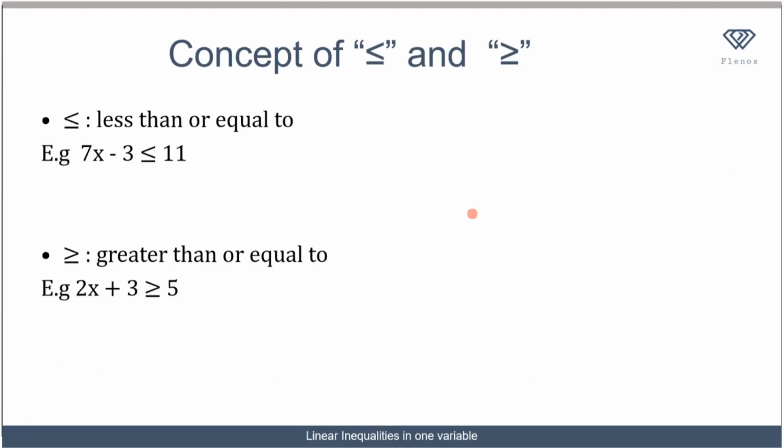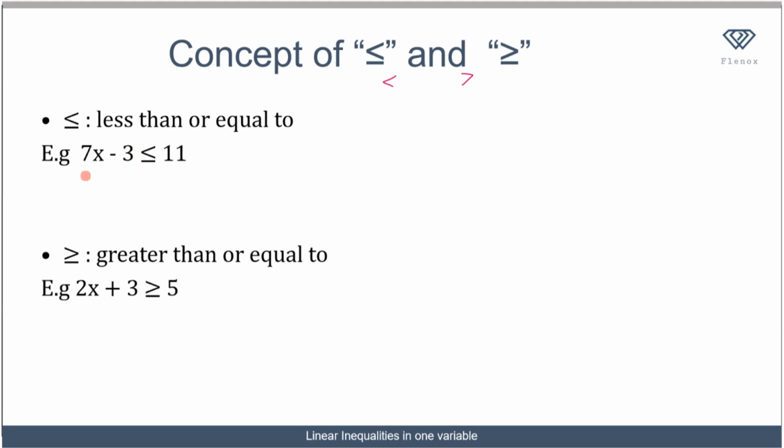Now let's consider the concept of less than or equal to and greater than or equal to. We have less than and greater than, like we have discussed before, and these are called strict inequalities. But sometimes we can have weak inequalities, and this is when you add an equal to sign to the inequality sign. So here this means less than or equal to. For example, we have 7x minus 3 is less than or equal to 11. Let's try to solve it normally like we do.